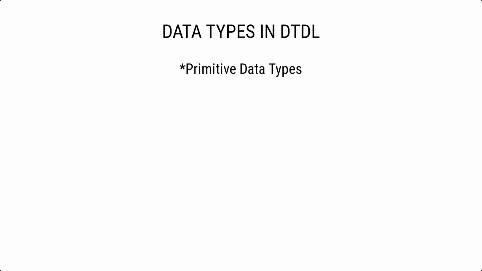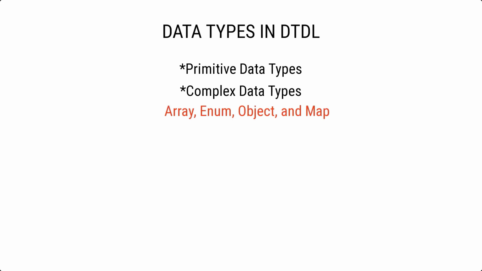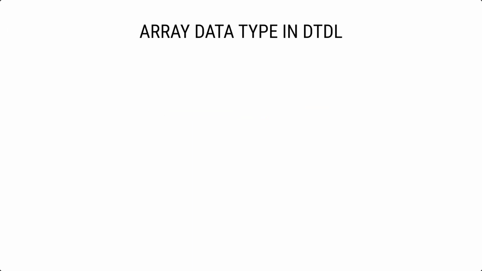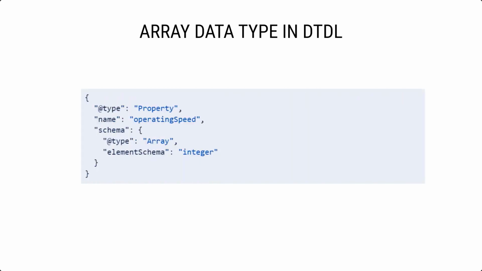In addition, DTDL defines complex data types that include array, enum, object, and map. Let's take a closer look at these complex types. First, we have an array data type. Like in any other programming language, an array describes an indexable data type where each element is of the same schema. For example, you could use an array schema for the operating speed property to capture the last 5 speeds set on this property. Here is the serialized array data for the array model definition.